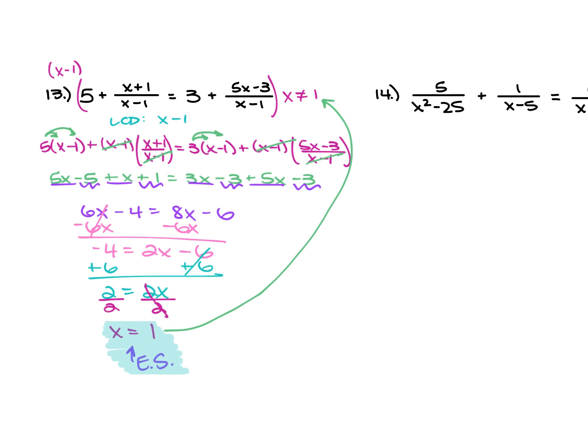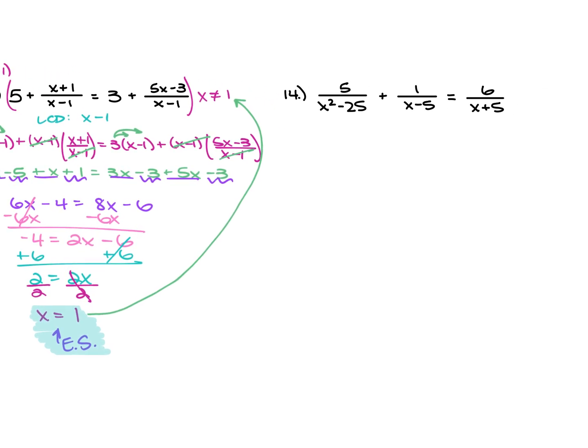For number 14, you have 5 over x squared minus 25 plus 1 over x minus 5 is equal to 6 over x plus 5. That x squared minus 25 factors to be x minus 5 times x plus 5. So your least common denominator for this entire equation is x minus 5 times x plus 5. You'll see that that first fraction that you have includes your least common denominator. So you're going to just get rid of your denominator and work with the numerator. So that's the 5.